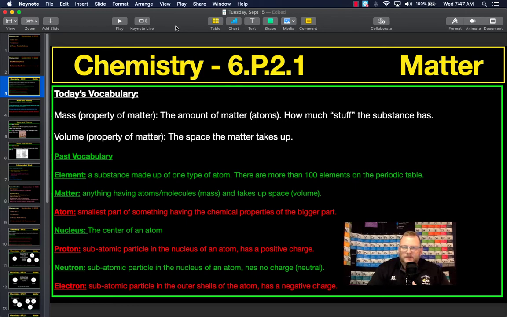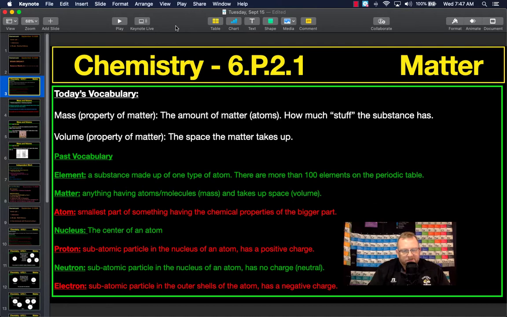All right, today's mini lesson is on mass and volume. So we're going to talk specifically about what mass is. We're going to talk specifically about what volume is. So just for today's vocabulary, you can see the past vocabulary from this week at the bottom of the page. At the top of the page are the two vocabulary words for today, mass and volume.